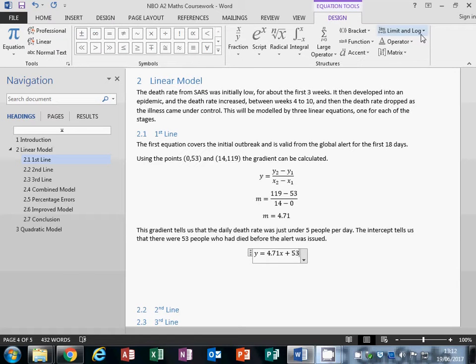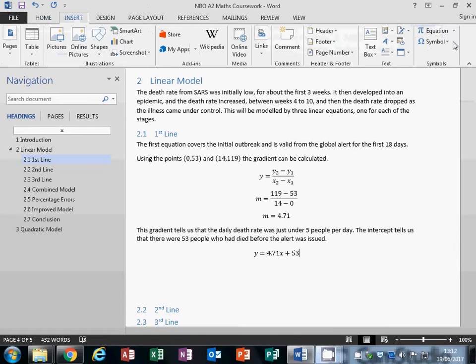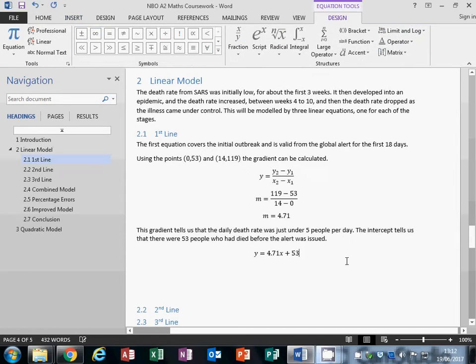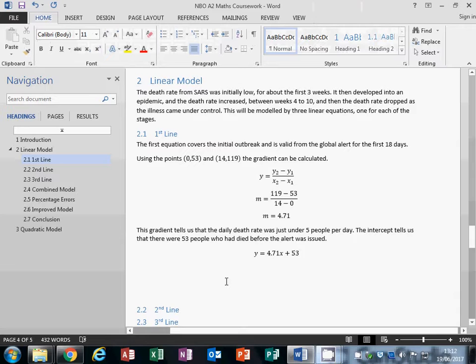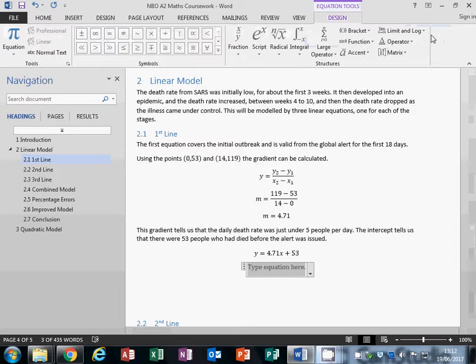And we also know what the range is for this equation. So again, what we'll do is we will insert an equation. And it was true from 0, then we have less than or equal to x less than or equal to 18.